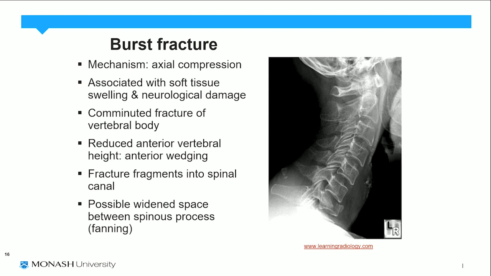Importantly, you can also look at the spinous line. So on this image, we've got 1, 2, 3, 4, 5, 6, and 7. Between 6 and 7, we can see that the spinous processes are much wider. This is called fanning of the spinous processes, and that is due to the anterior compression.